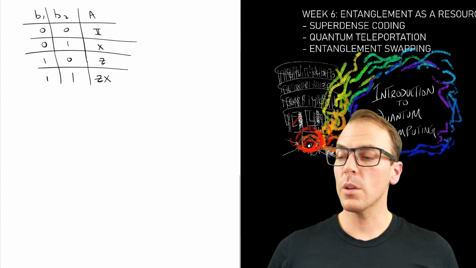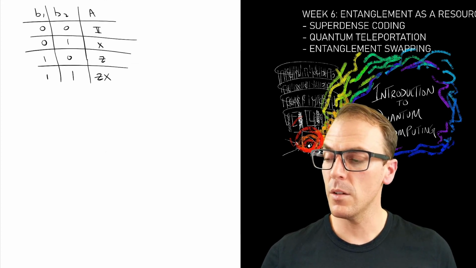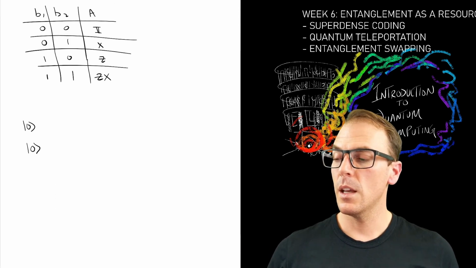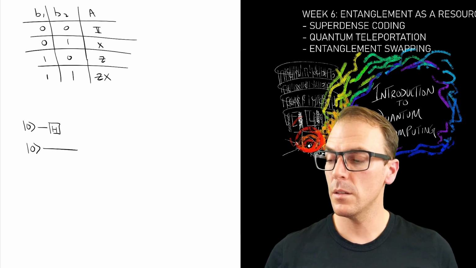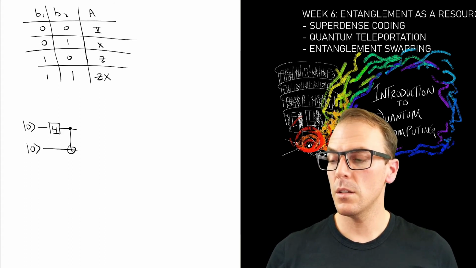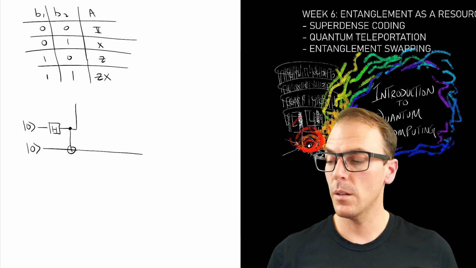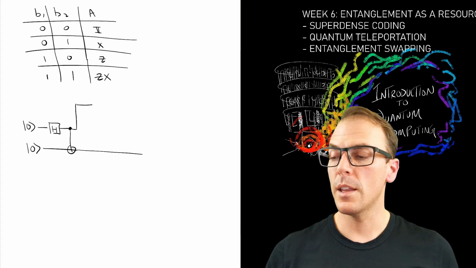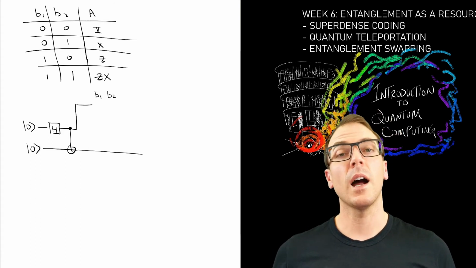The whole protocol then looks as follows. Alice and Bob have these qubits. They're together and they create some entanglement. Then Alice takes off with her qubit. Bob stays where he is. And then at some point, Alice decides, here are the 2 bits that I want to send to Bob.